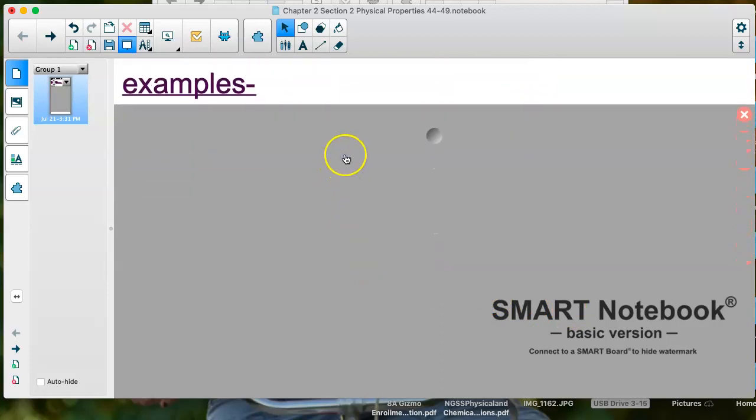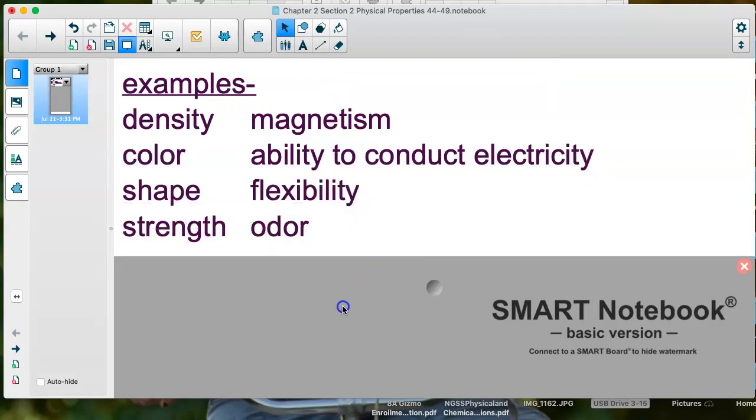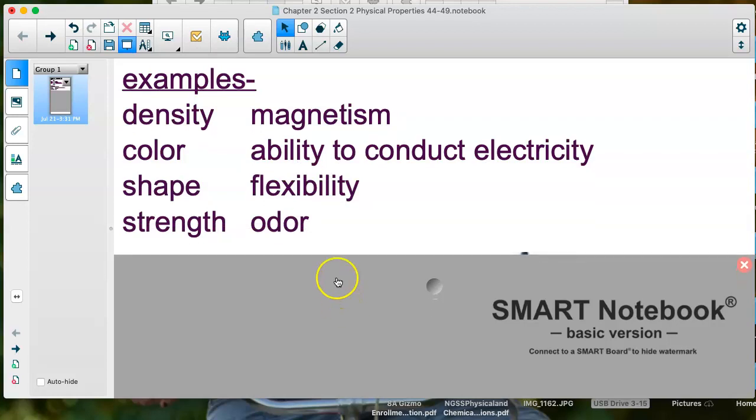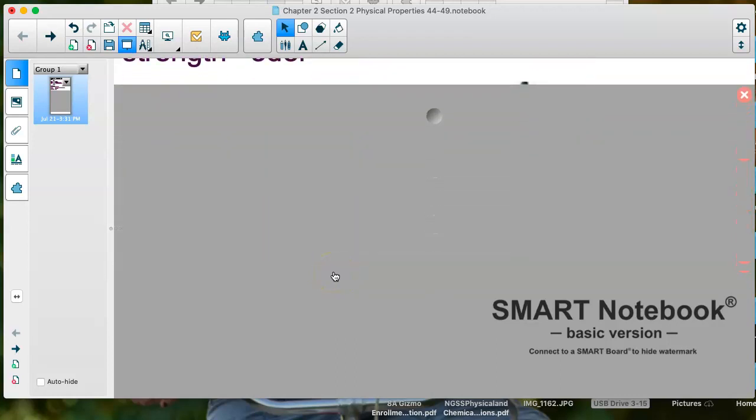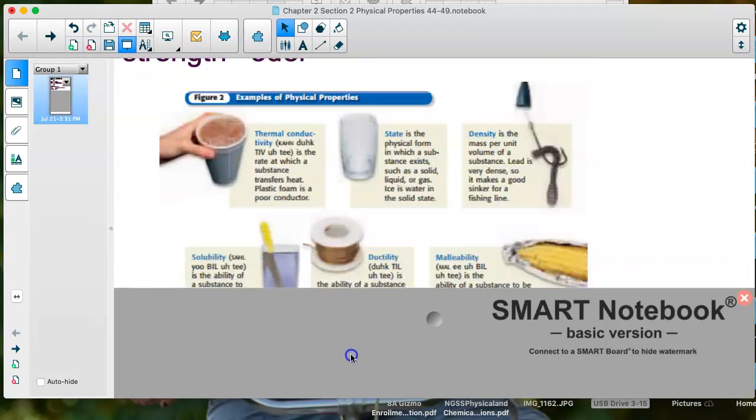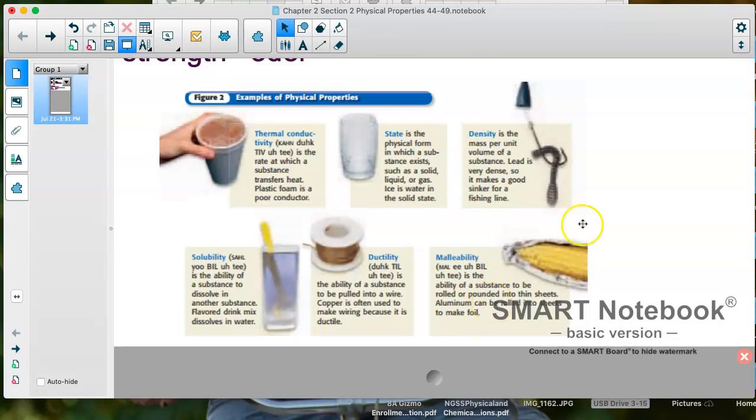So some examples of a physical property when we describe something: the shape, the strength, the odor, the flexibility. Does it conduct electricity? Is it a magnet? And its density, which we just talked about. Those are all physical properties, right? So they're things that we would look at, for example, if it conducts heat or electricity, right? Is it solid, liquid, or gas? Is the density the mass per unit of volume of the substance? That might help us understand its physical properties.